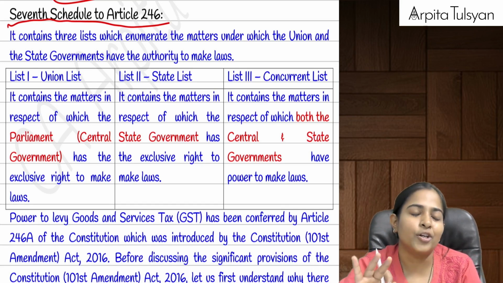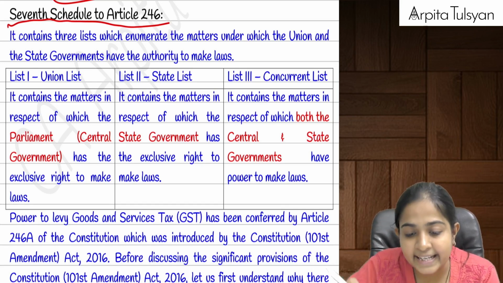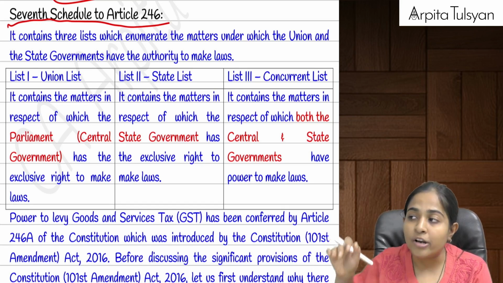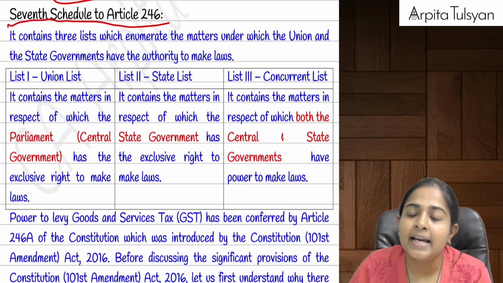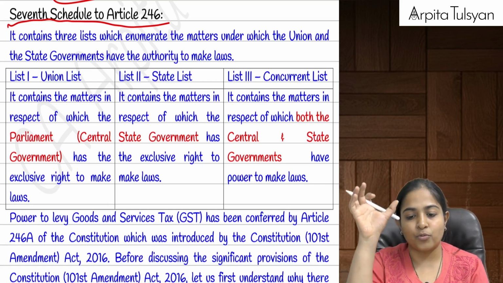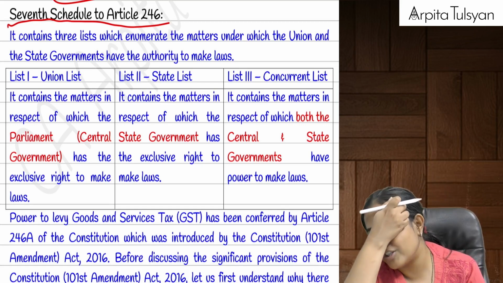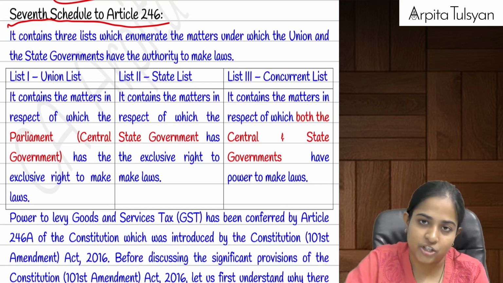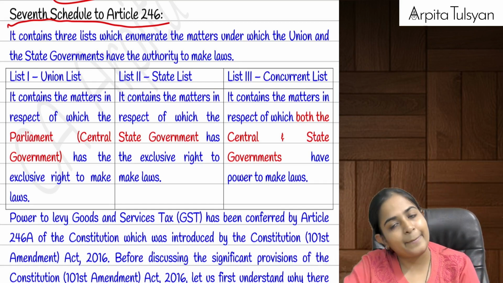List 1 is your union list. This contains all those matters on which only the central government has the right to make laws. List 1 contains all those matters on which only the central government can make the decisions or make the laws. Example, income tax.